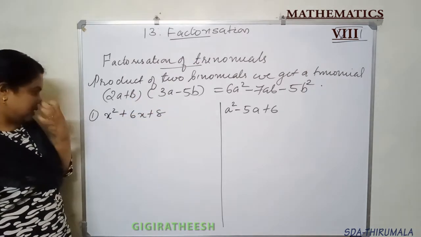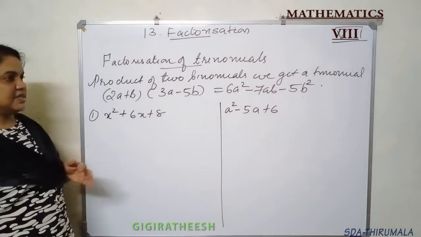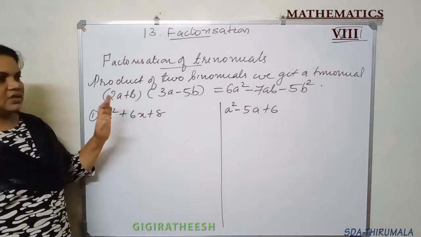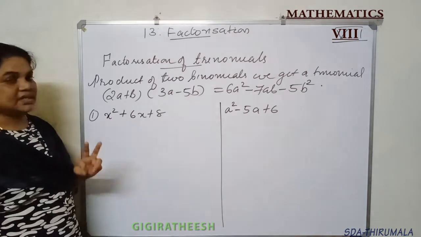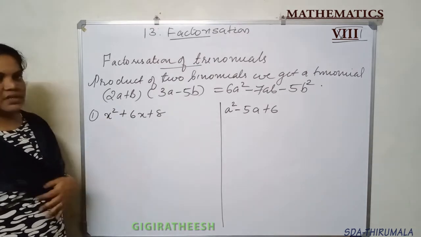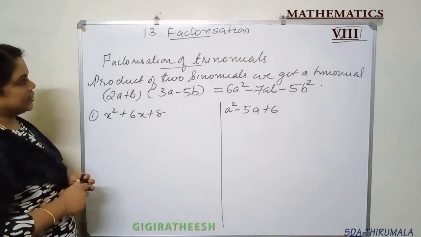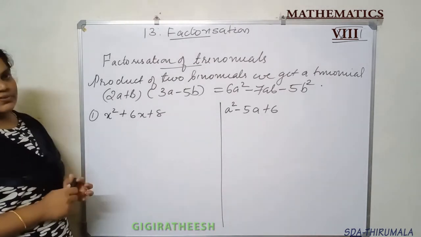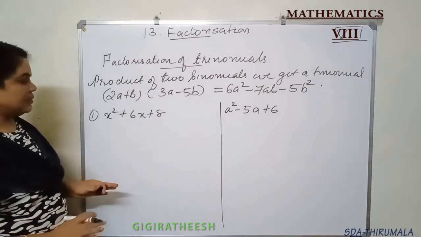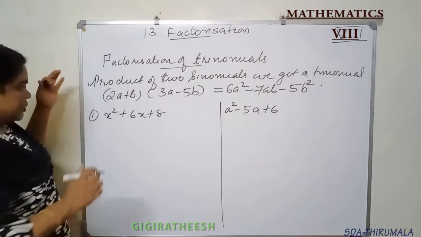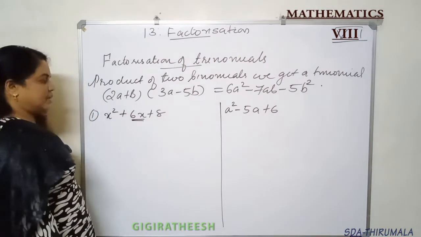And here is a question: x square plus 6x plus 8. In the previous cases there were two terms, four terms or six terms, an even number of terms. Here there are only three terms. How can we split up this trinomial into factors? First of all we have to convert this into four terms, by splitting the middle term.